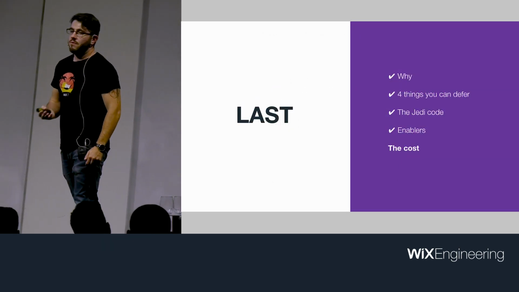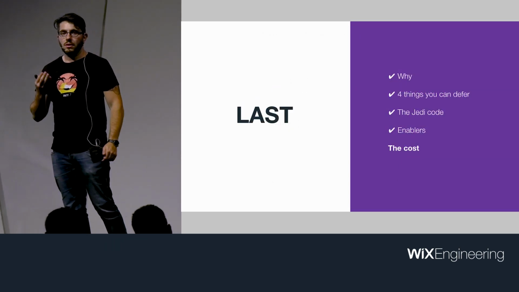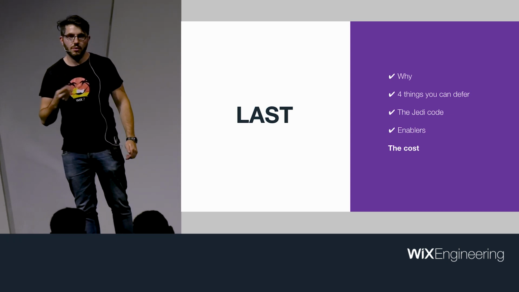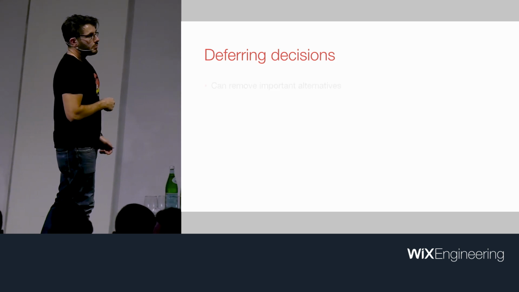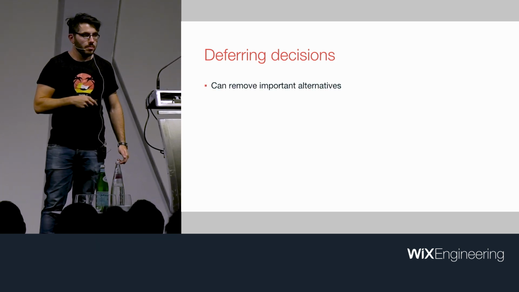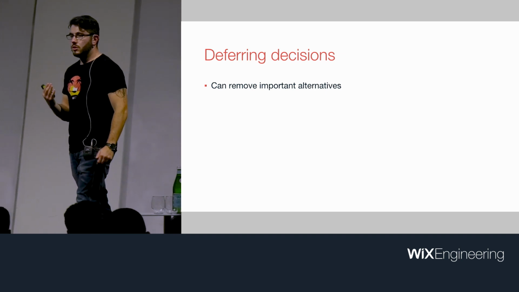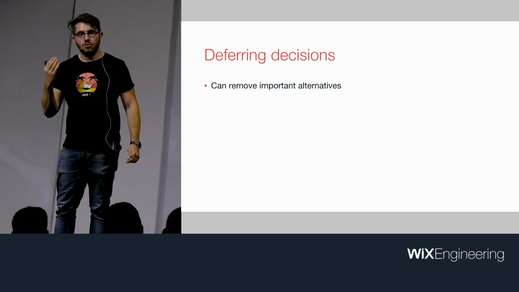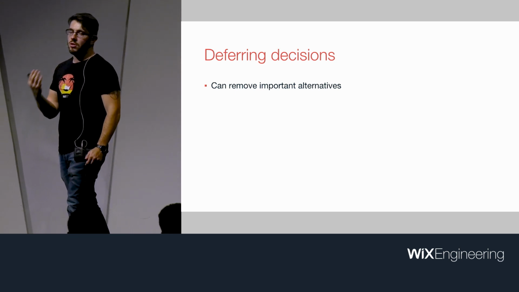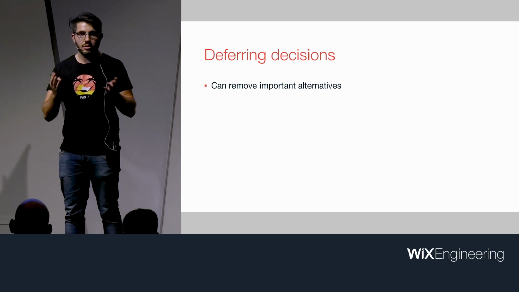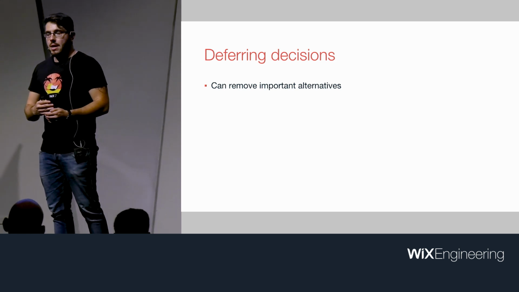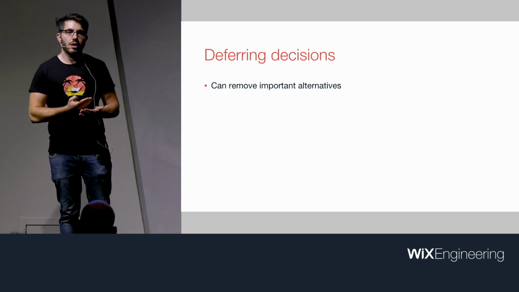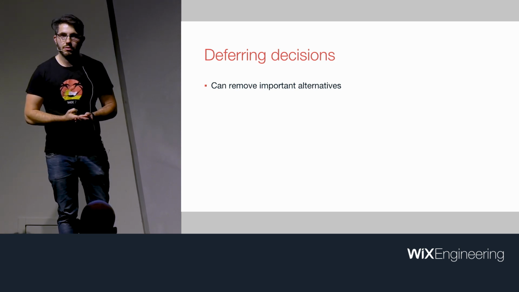Like any good things in life, things come at a cost. Okay? And deferring decisions can have pretty significant costs. If you're postponing decisions too much, you have the potential to eliminate important alternatives for yourself. Remember, options expire, right? And the problem is that perhaps one of those alternatives that has expired is actually an optimal answer to the question you are faced with.